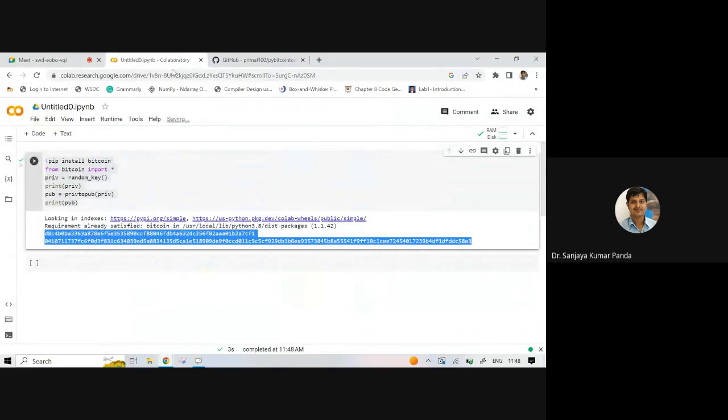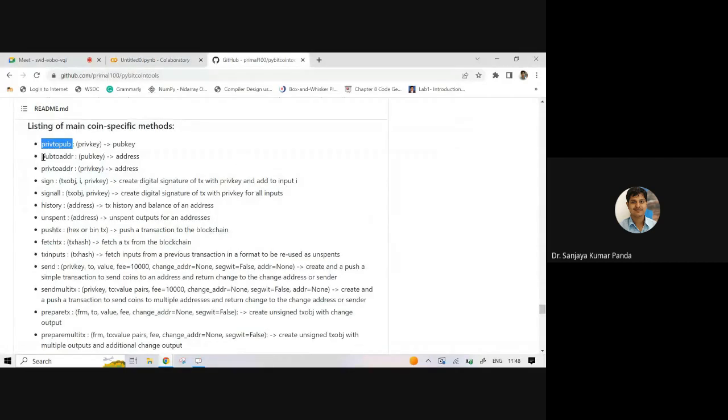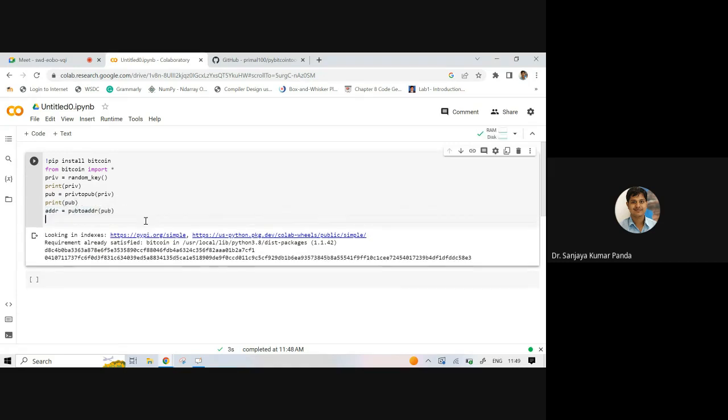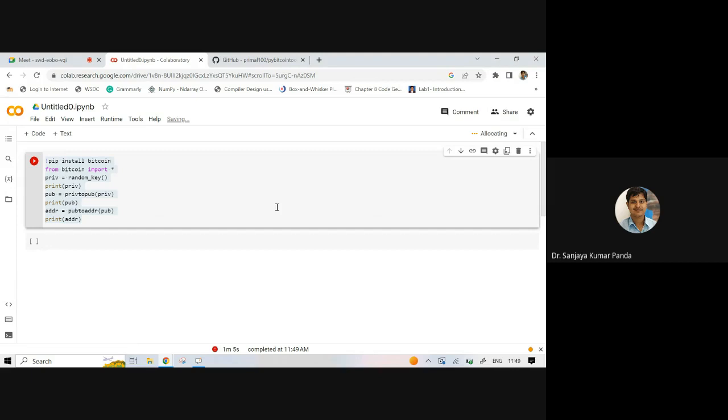Okay. Now, if you want to go for another function which is called public to address, private to address, that also you can do. For example, let me write another one that I want to do public to address. Okay, that is pub. Okay, so let me store it in an address addr, any variable you can write. And if I want to print the address, that is addr. Okay, so if you run it, then you will see the public key as well as private key as well as the address.